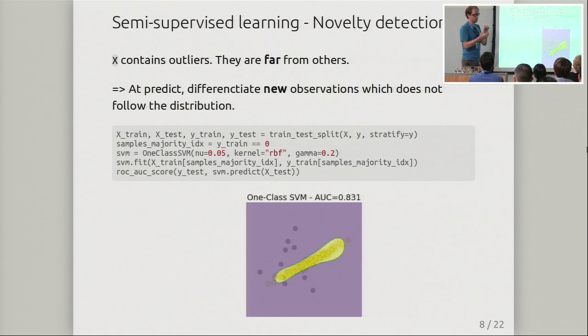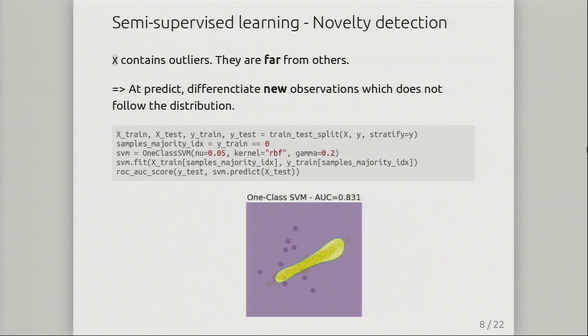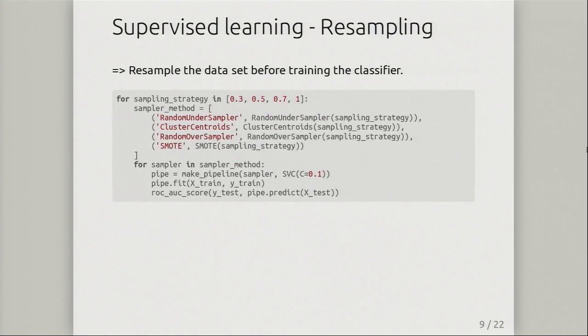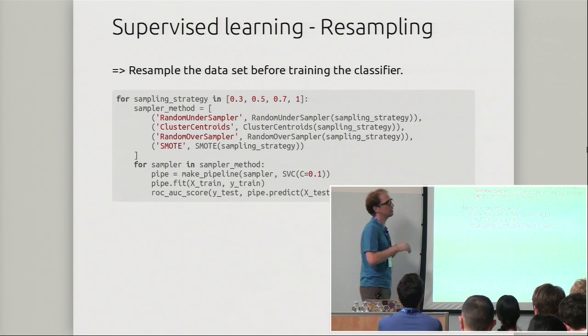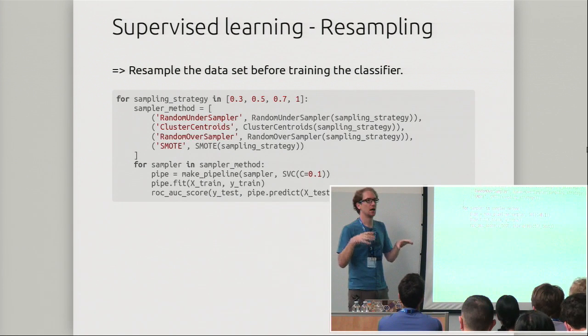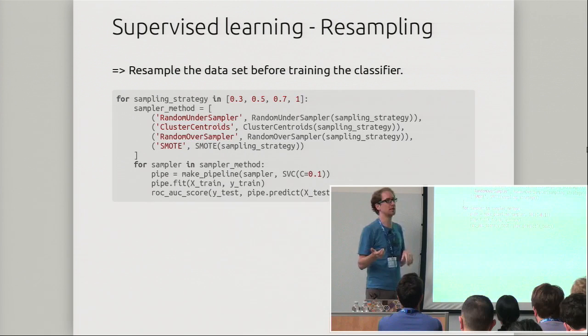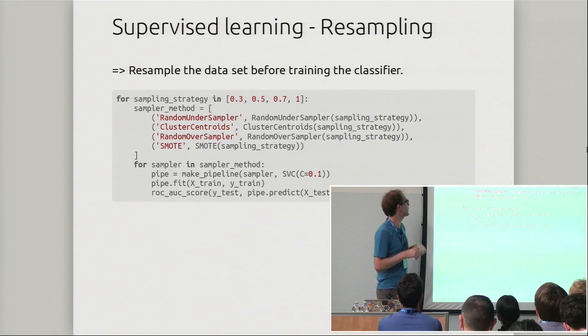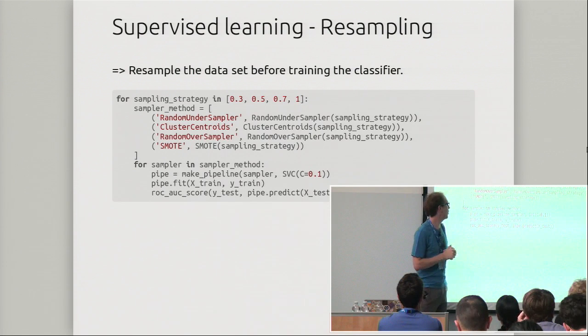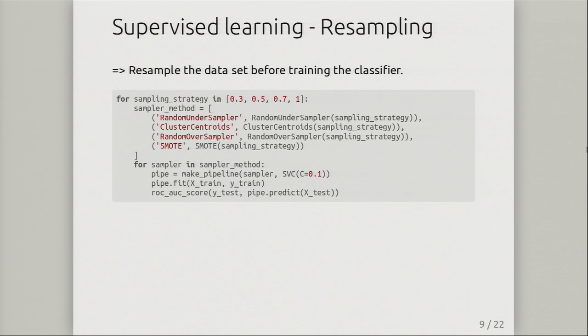So for the moment, we saw unsupervised and semi-supervised, and the other way you can do it is supervised learning. It's where imbalanced learning comes in. In that case, you take the full data sets and resample either the majority class or the minority class. To do that, you create a pipeline where you put your samplers and you fit, and then you predict. During the training, the sampler will do the resampling.